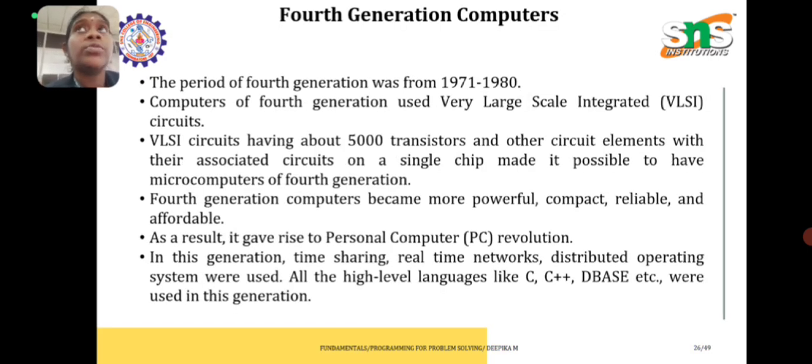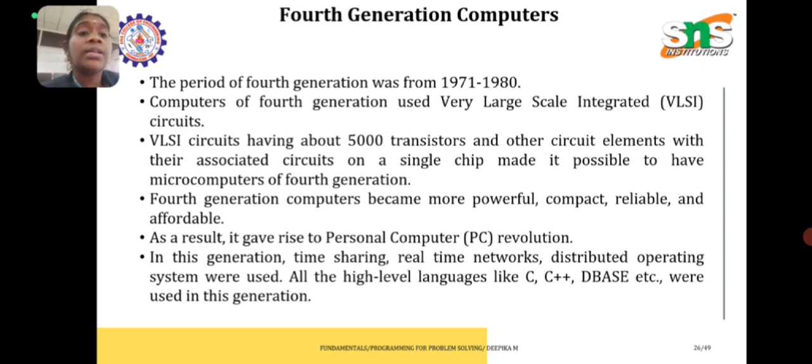Fourth generation computers were from 1971 to 1980. In the fourth generation, very large scale integrated circuits were used. Having 5000 transistors and other circuit elements associated with the circuit on a single chip made it possible to have microcomputers of the fourth generation. Fourth generation computers became more powerful, compact, reliable and affordable. As a result, it gave rise to the personal computer revolution.